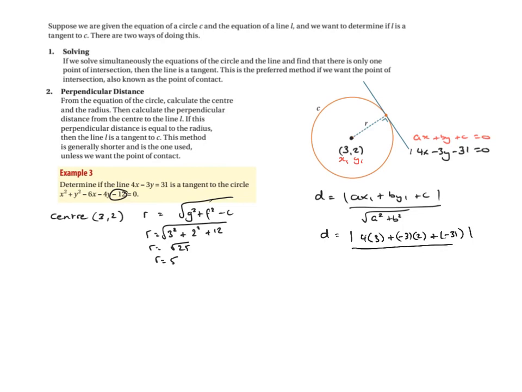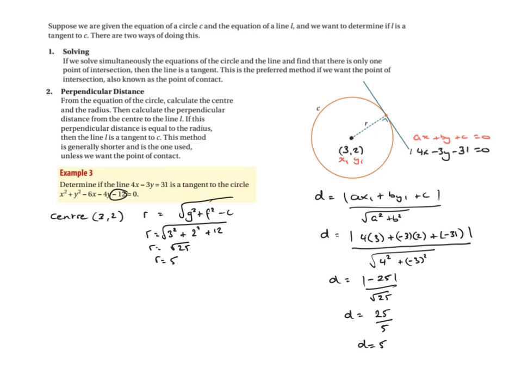That's going to be modulised, all over 4 squared plus -3 all squared, and that's going to be square rooted. Let's do the top. 12 minus 6 is 6, minus 31 is -25. Don't forget we've got to take the modulus of that in a second. And 4 squared plus -3 squared is 25, so you end up with root 25 on the bottom. d is now equal to, you can see the -25 is going to change to +25 because we're going to take the modulus, and then root 25 is 5, so d is equal to 5.